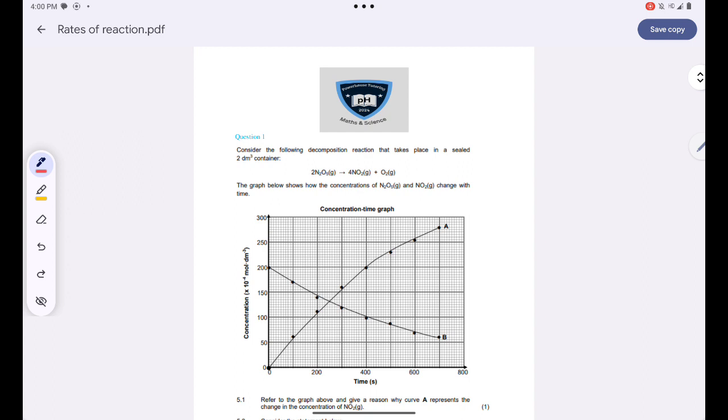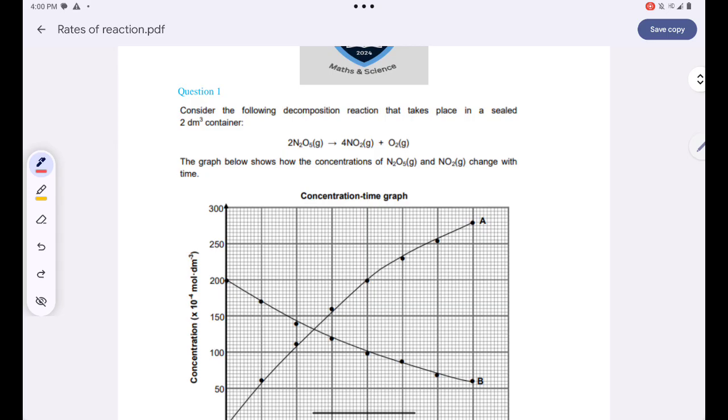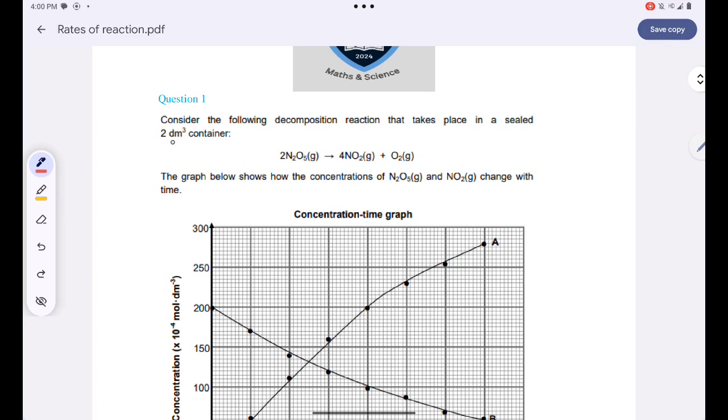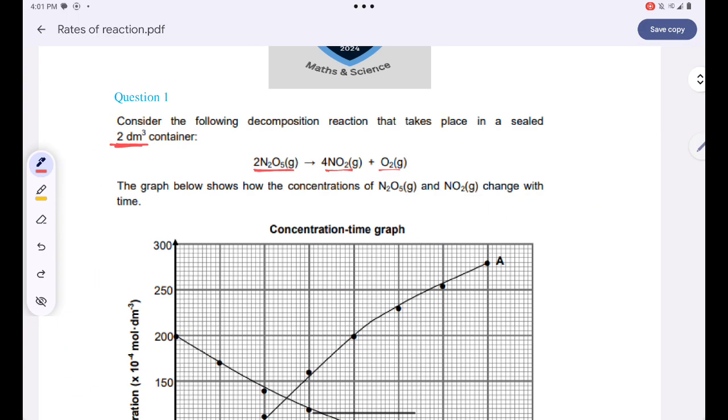Okay, we are being asked to consider the following decomposition reaction that takes place in a sealed 2 cubic decimeter container. So we are given the volume of the container: 2 decimeter cubed. In this container, nitrogen pentoxide will decompose into nitrogen dioxide and oxygen. Are you together? Nitrogen pentoxide will decompose into nitrogen dioxide as well as oxygen.